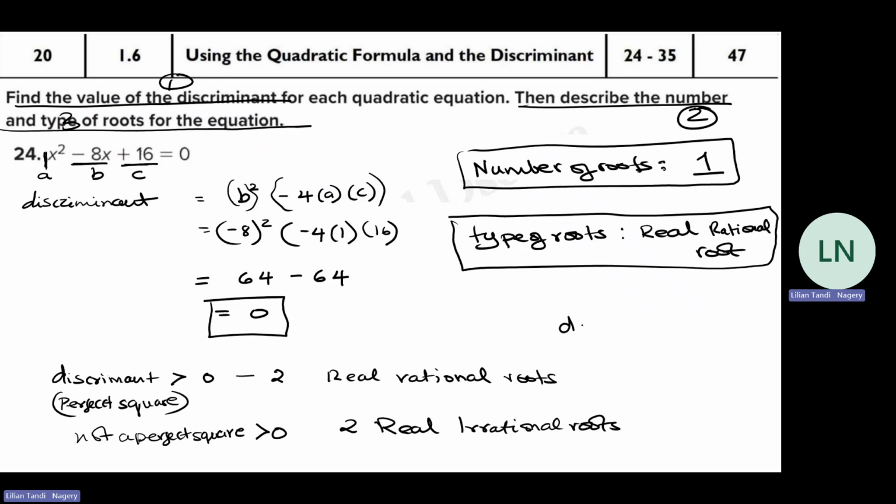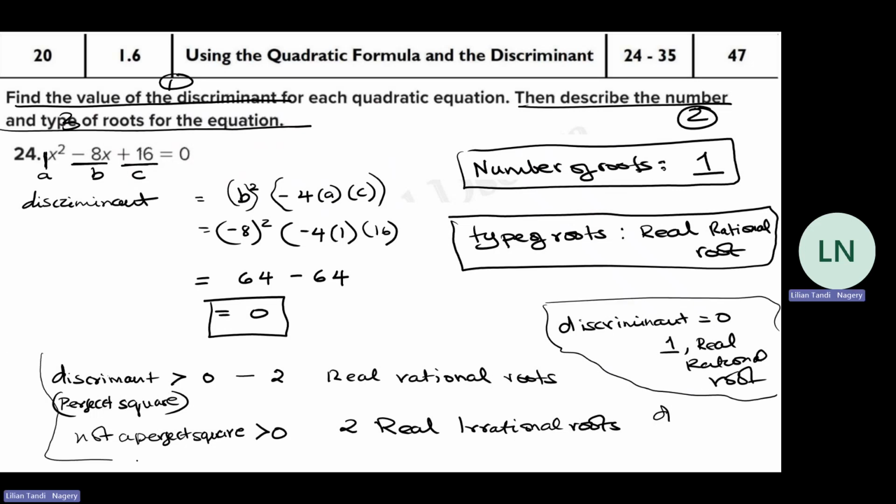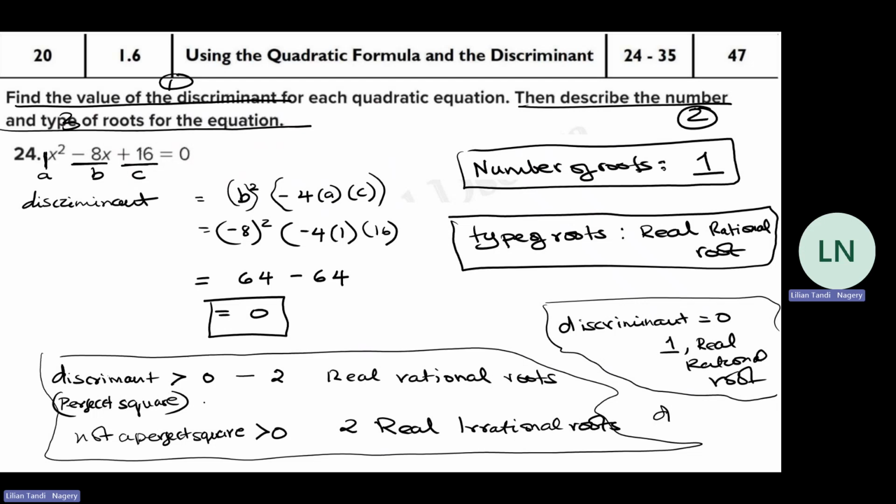If your discriminant is equal to 0, then you have one real rational root. Okay? If your discriminant is less than 0, then you have 2 complex roots. So remember the discriminant has 3 canons. Actually 4. Let's not call them 3 because here there are 2. Okay? These 4 canons are very important. If you forget them, you will not get the correct answer.